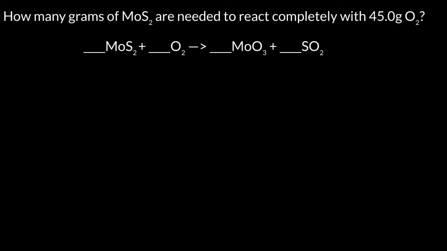In our second example here, I'm going to be really intentional about labeling each of those steps so you can see how this calculation comes together. So for this question, we're asked how many grams of MoS2 are needed to react completely with 45 grams of O2, and we're given the unbalanced chemical equation to work with. Now, I'm not going to go through that balancing step by step, but feel free to pause the video if you want to try to balance this equation on your own. But as we go through and we balance it, here's what we get. 2 MoS2 plus 7 O2 gives us 2 MoO3 plus 4 SO2. So now my equation's balanced.